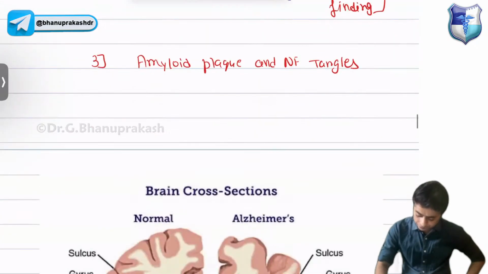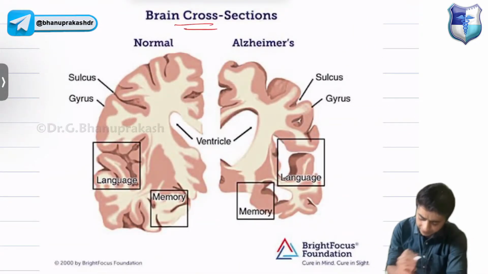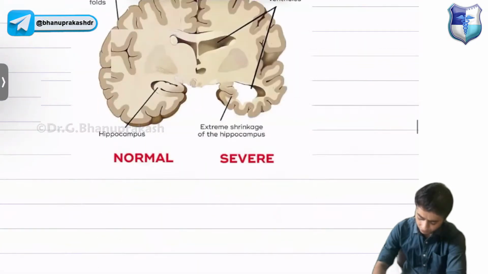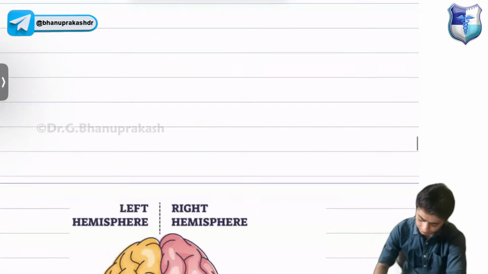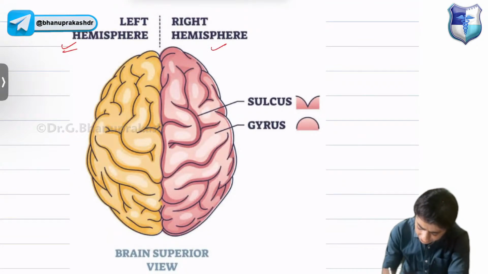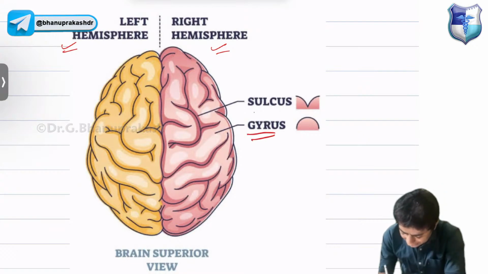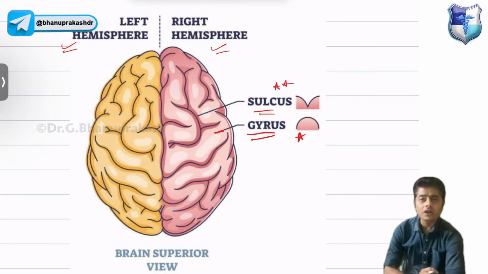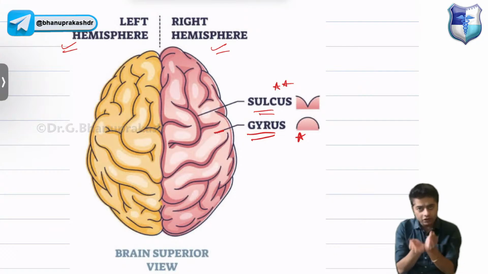Okay? Then see this diagram. We are seeing a brain cross section here. Before we proceed, we will first see a basic concept. Now see, this is your brain. This is your left hemisphere and this is your right hemisphere. Your brain is made up of gyrus and sulcus. This is the gyrus and this is the sulci. The deep groove is the sulci. Your cerebral cortex is made up of gyrus and sulci.